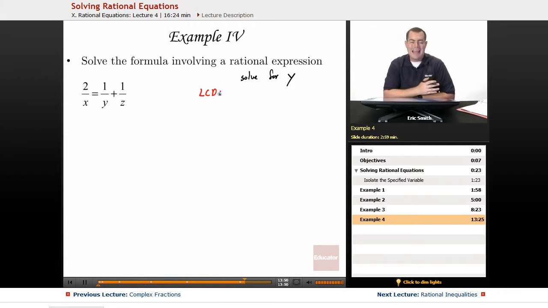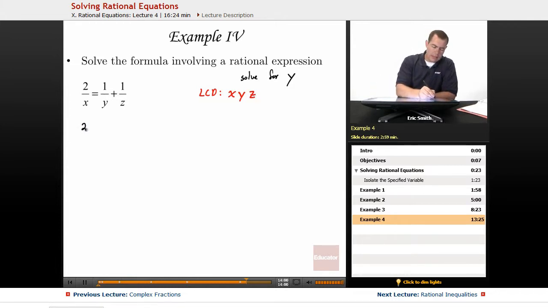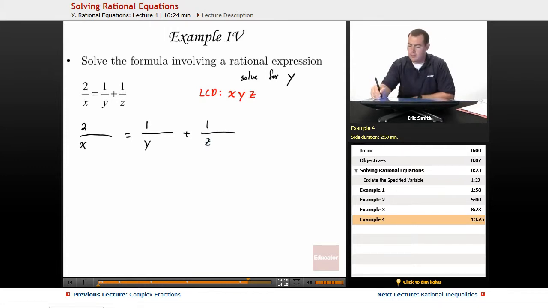Let's see, one has an x, another one has a y, and the other one has a z. Looks like we'll need all three of those parts, x, y, and z, in our new denominator. So we'll go through and give each of them their missing pieces. So here we have our originals. Now let's throw in the missing.